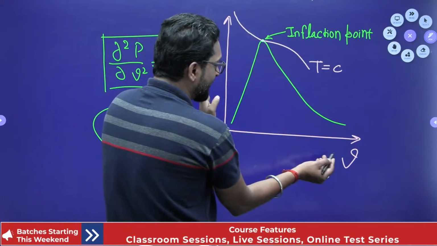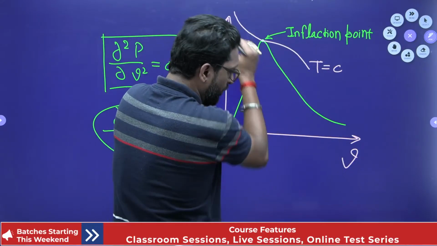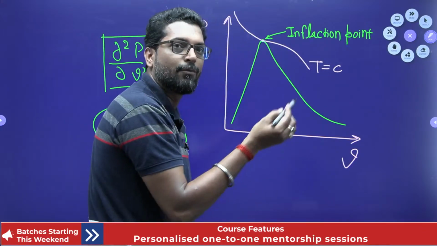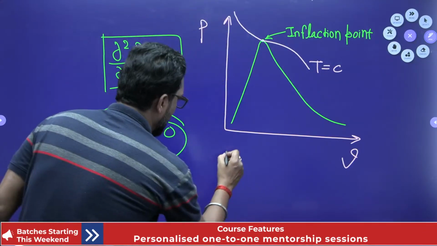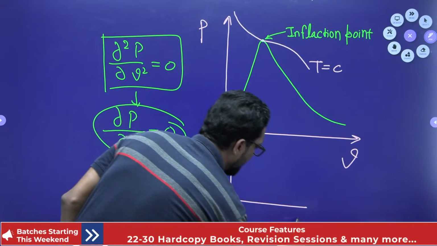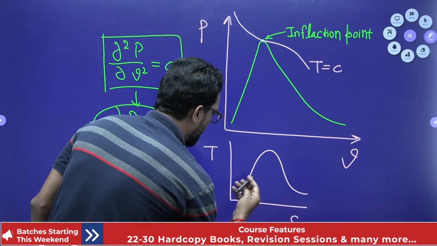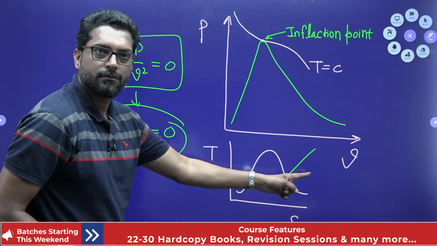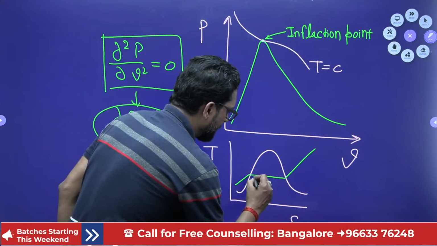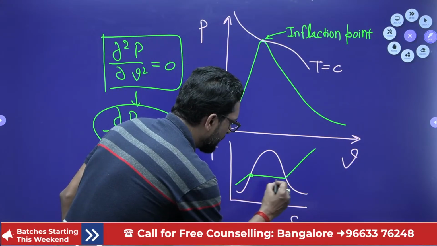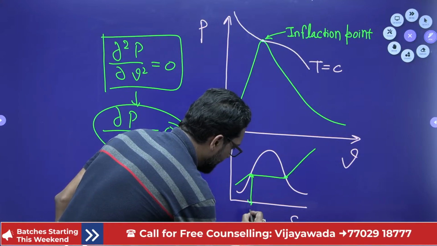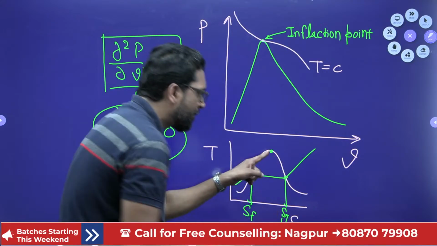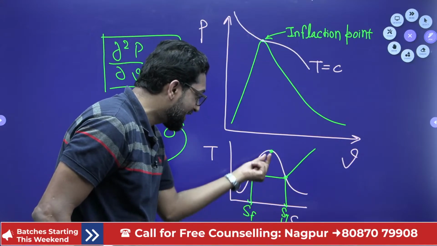And if you represent this on the TS diagram, with temperature and entropy, what is the pressure diagram on the TS diagram? This is T and S. This is your pressure line, and there is a temperature line. So on the TS diagram, this is your SG, SF, and SG minus SF at the point is 0.